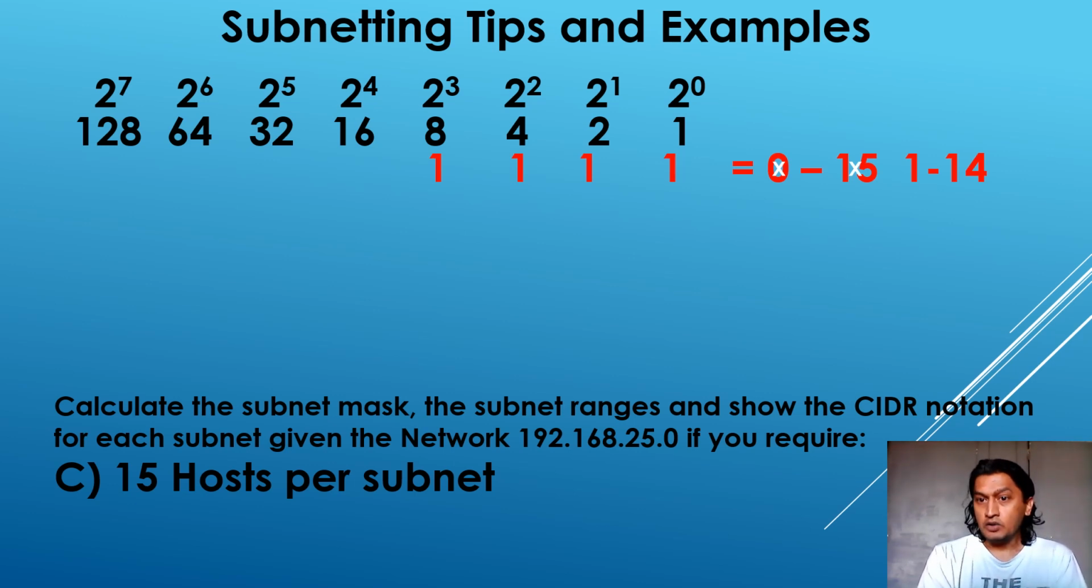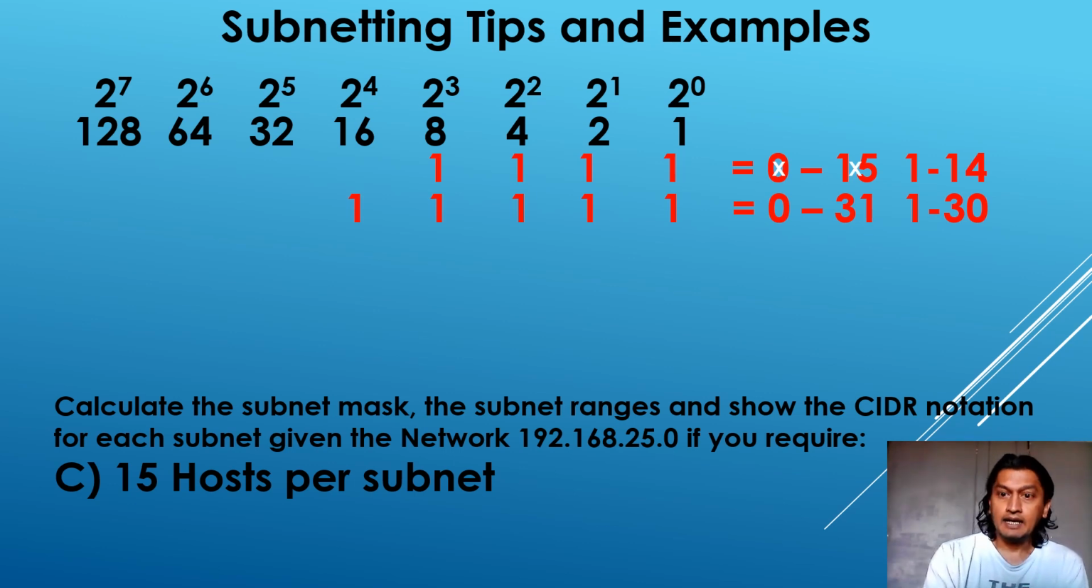Because I don't have enough host addresses, I have to use 1 more bit, which gives me 0 to 31. How am I getting 0 to 31? Remember, 16 plus 8 plus 4 plus 2 plus 1 gives you 31. Again, I can't use the first and the last address. I can't use 0 because it's the network identifier. I can't use 31 because that's the broadcast address for the subnet, which means I'm left with 1 to 30. And that does accommodate my need for 15 hosts per subnet.